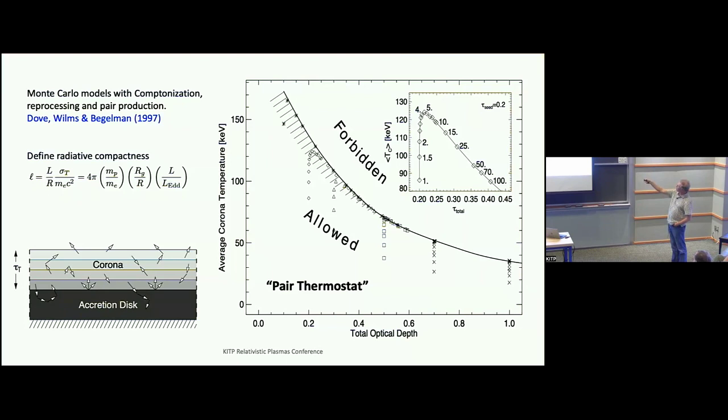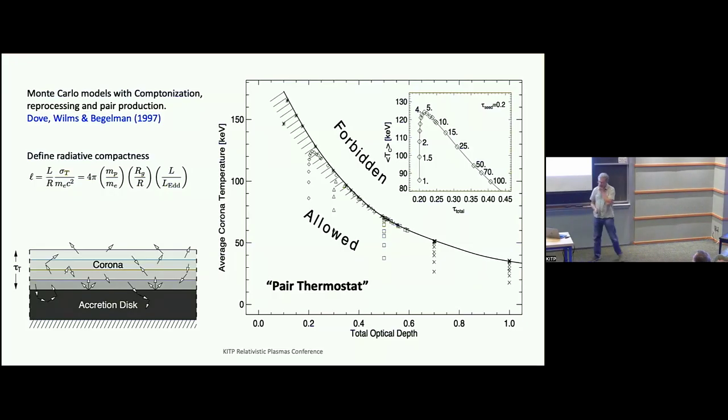There's a forbidden region here. No matter how much you crank up the heating, you cannot heat a corona of a certain optical depth beyond the limit. So in the community, we talk about a pair thermostat. The pair production is producing a fundamental limit on how hot you can go. The pairs kick in, slap the temperature down once you get too hot.